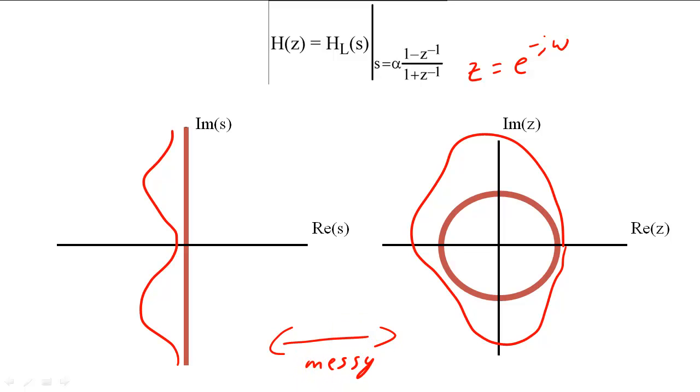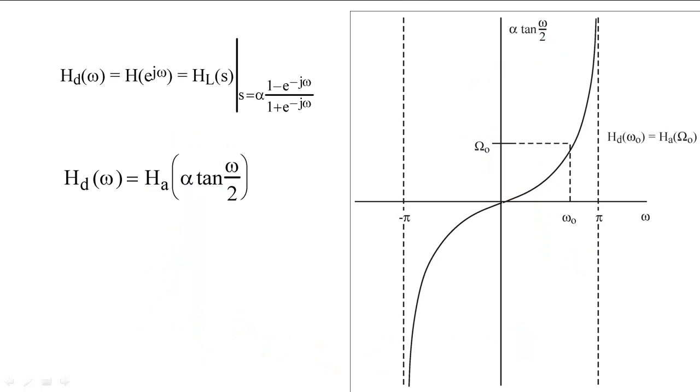Since we are converting the filters without considering a sampling frequency, we must determine exactly how the analog frequencies that range from negative infinity to positive infinity map to digital frequencies that range from negative pi to pi. With some creative math, we can show that the digital frequency response of our desired filter equals the analog frequency response of our prototype filter evaluated at alpha times the tangent of omega over 2.